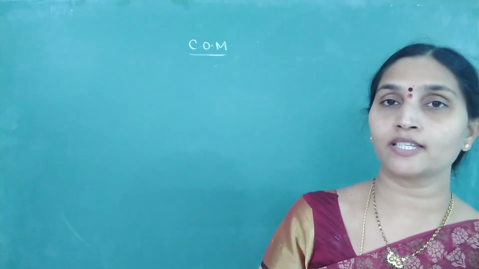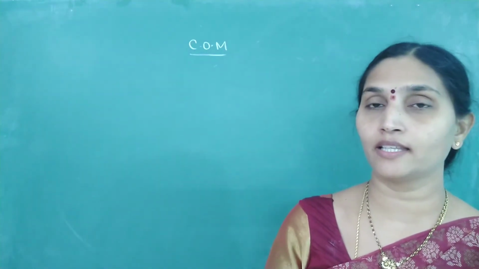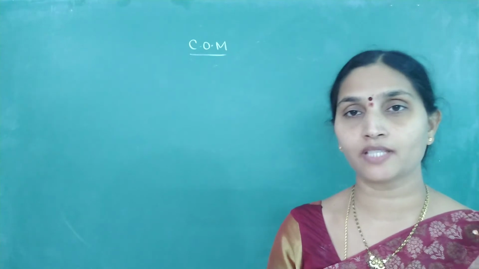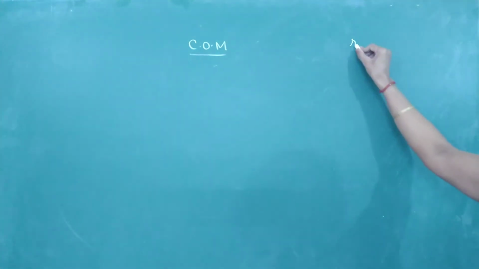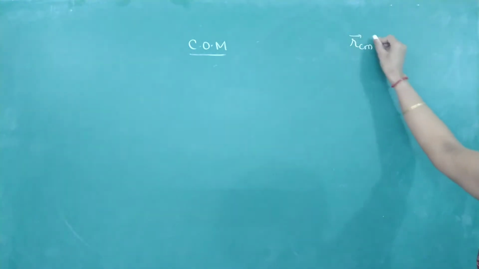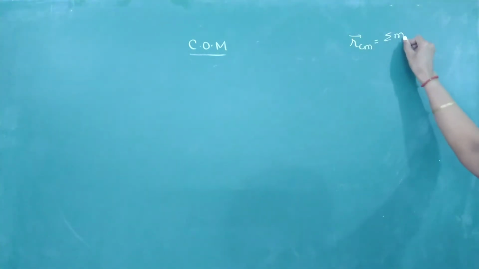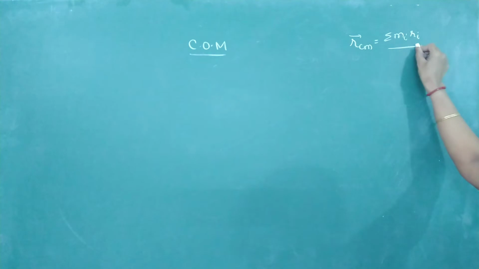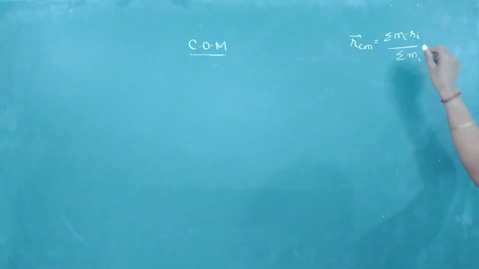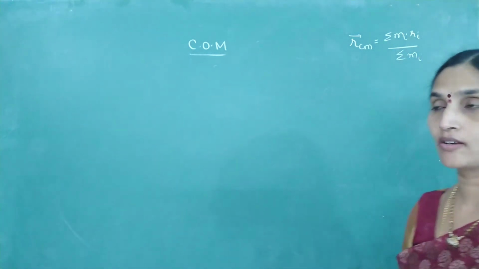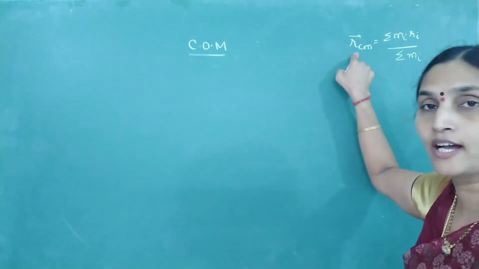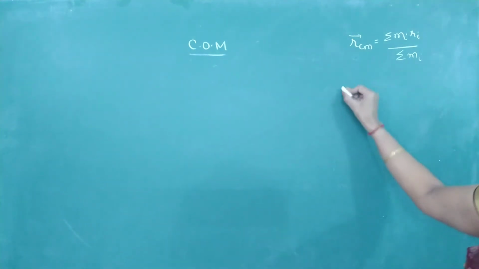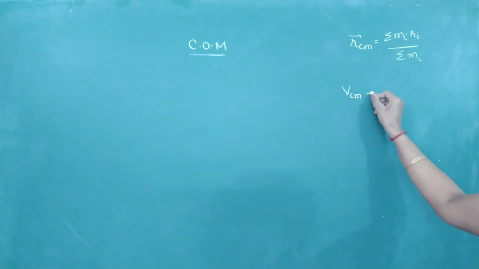Now coming to velocity and acceleration of center of mass, and then conservation of linear momentum of center of mass. See, how do we write the position vector for center of mass? We know position vector R center of mass is sigma mi Ri divided by sigma mi. So when I differentiate this relation, dr by dt will give you velocity. So what should be your expression for velocity of center of mass?